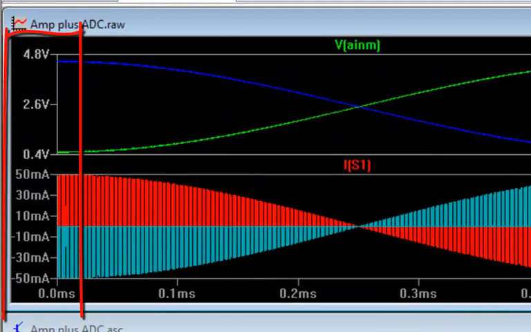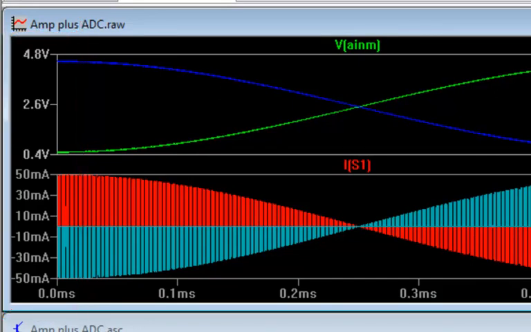But when the inputs are at 4.5 volt and 0.5 volt respectively, this is 2 volts away from the midpoint of 2.5 volt, you get current spikes of up to 50 milliamps, which is equal to this 2 volt difference divided by the 40 ohm on resistance of the sample switch.